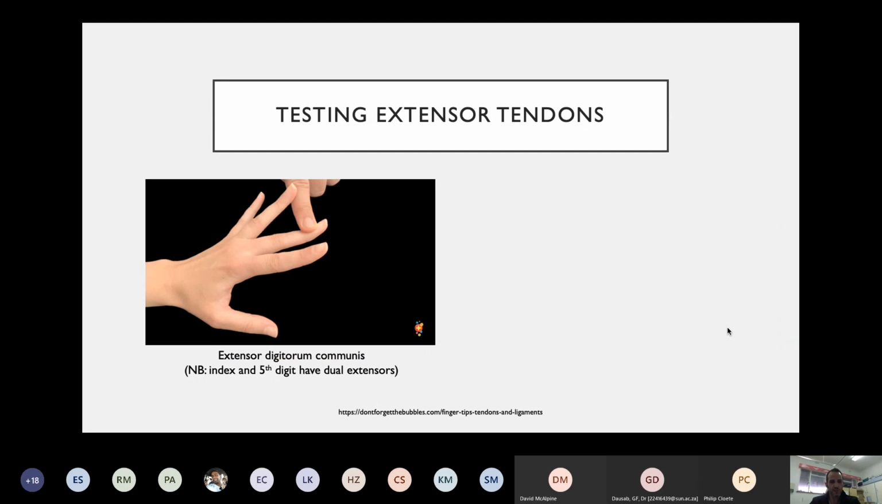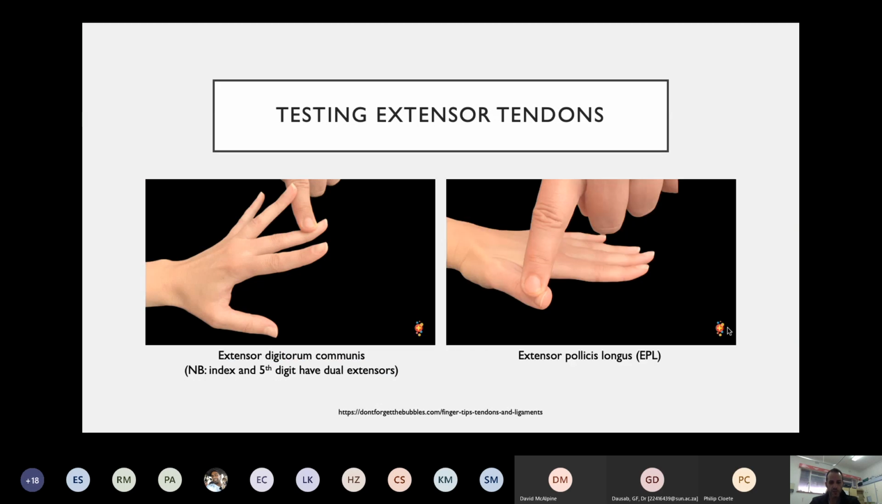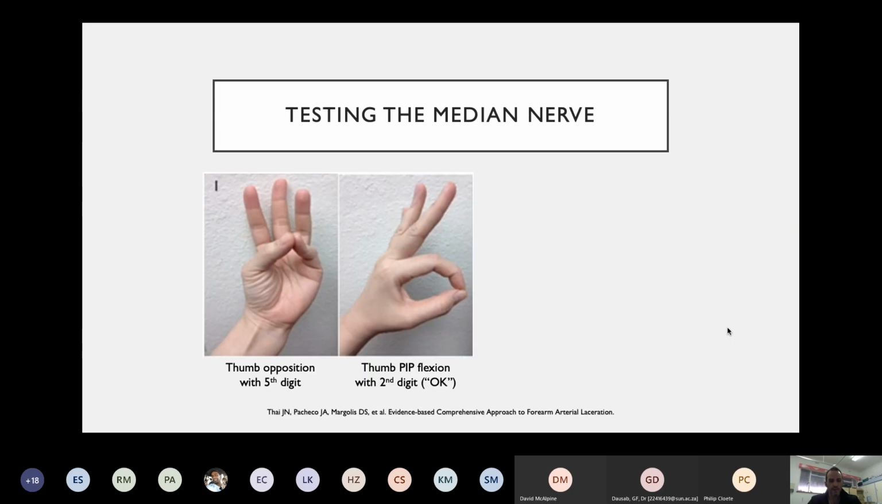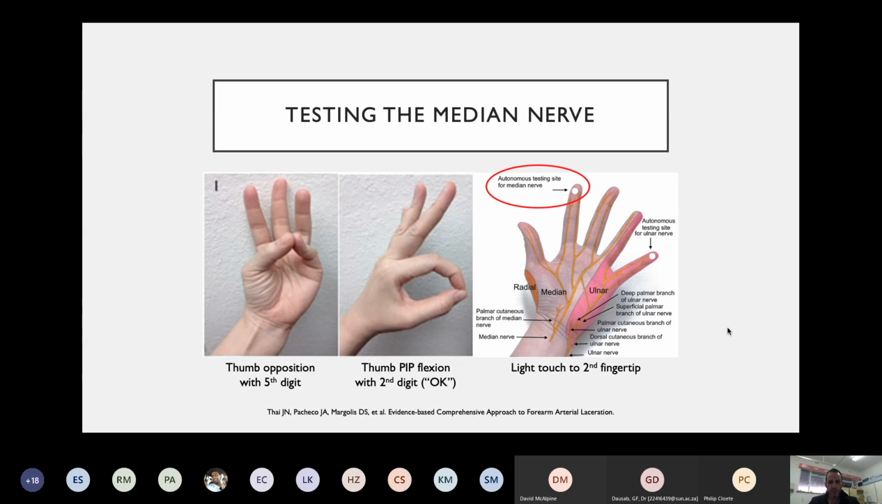When assessing extensor tendons, make sure that you're assessing the extensor digitorum communis, as well as the extensor tendons of the thumb. Remember that the index and the fifth digit have dual extensors, and you need to assess those as well. When it comes to testing median nerve function, you can ask the patient to make the OK sign, so they can oppose the thumb and the index finger, and they must oppose the thumb and the fifth digit as well.